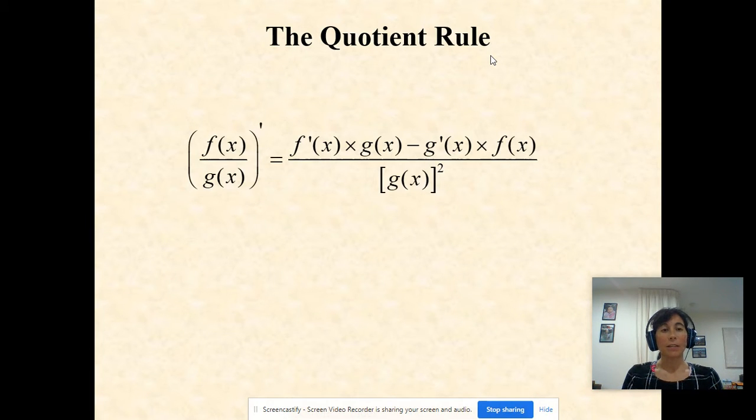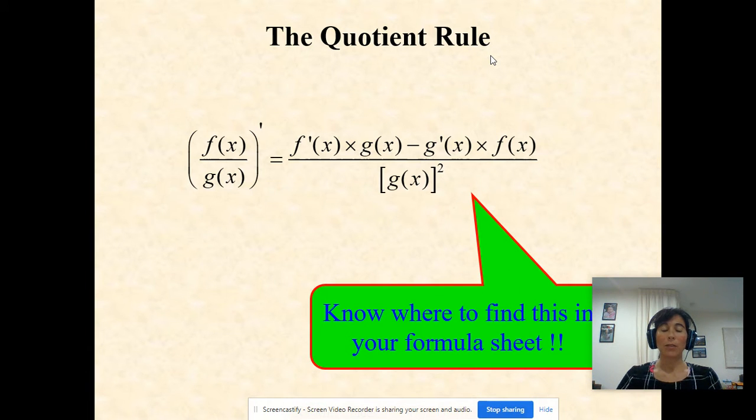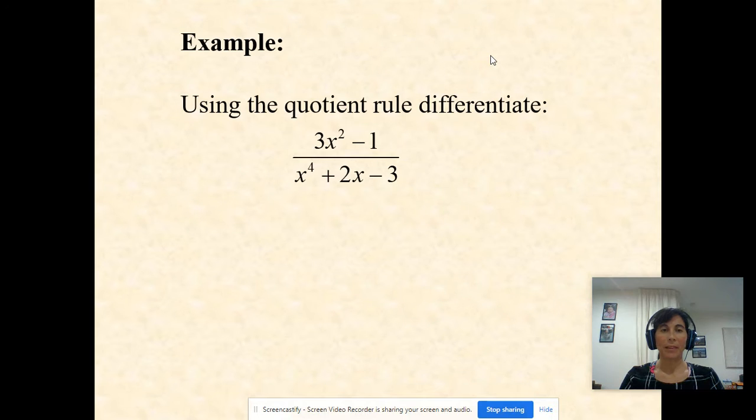The quotient rule. The derivative of f of x divided by g of x is equal to f dashed of x times g of x, minus g dashed of x times f of x, all divided by g of x all squared. As with the product rule, this is given on your formula sheet, so you just want to be familiar with that. The relationship between the product rule and the quotient rule is that the top line of the quotient rule, if you look at it, is actually the same as the product rule. However, it has a minus instead of a plus. So just something to be aware of there.